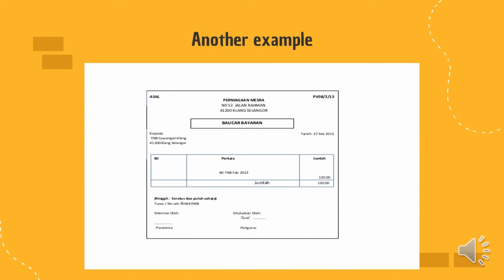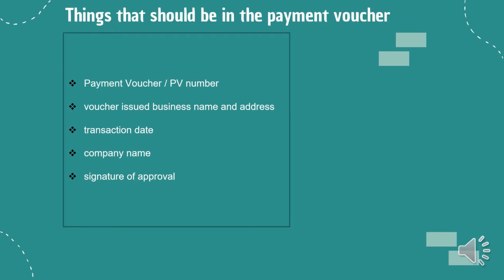This is another example of a payment voucher bill. Things that should be in the payment voucher document: the first one, payment voucher number, PV number. Number two, voucher issuer's business name and address. Number three, transaction date. Number four, company name. Number five, signature of approval.